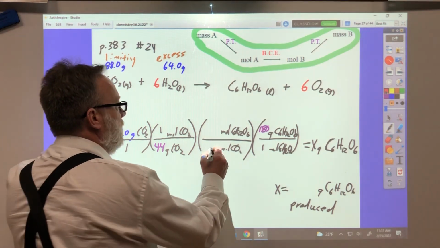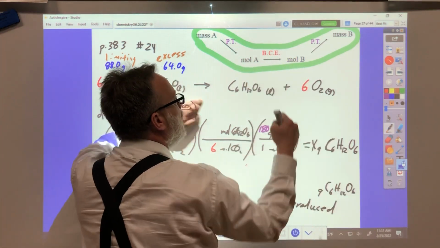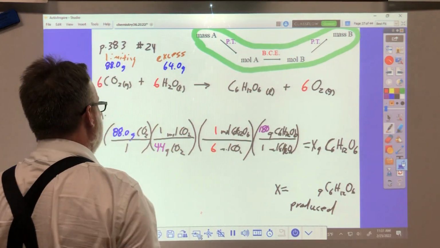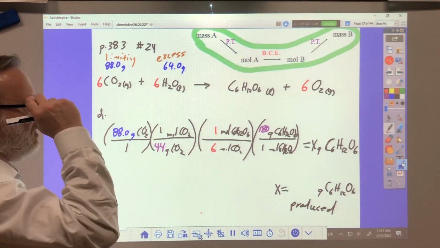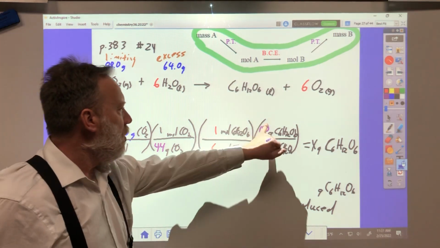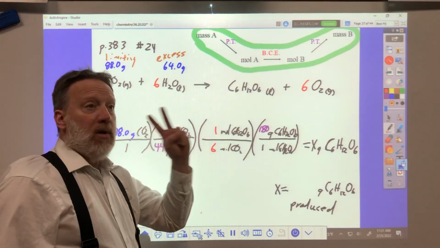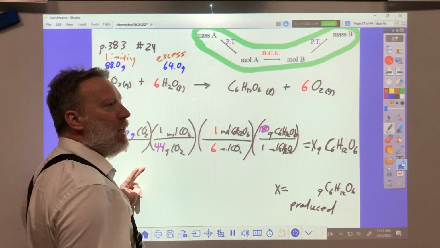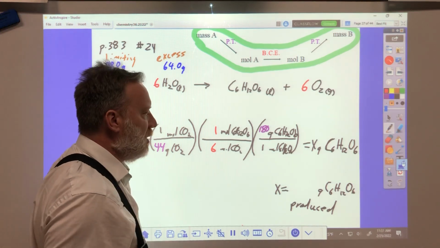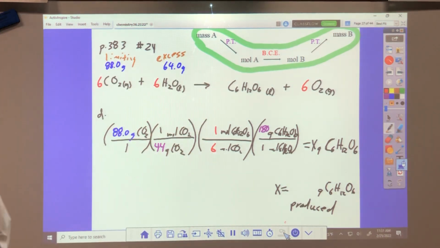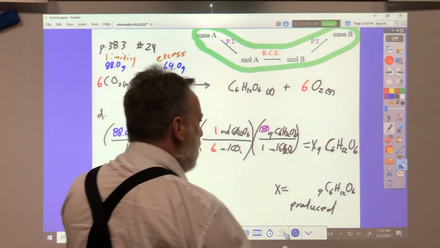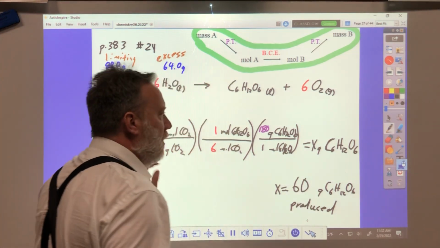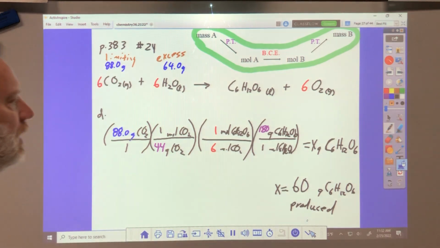Then I get 6 CO2s from the balanced chemical equation, give me 1 of this. So this is also going to be easy to do with the calculator. So 88 over 44 is 2. And 180 over 6 is 30. And 30 times 2 is 60. So you can punch in the tops, write the answer down, multiply the bottoms, write the answer down, then divide, you'll end up with 60. Okay? That's how many grams are produced.